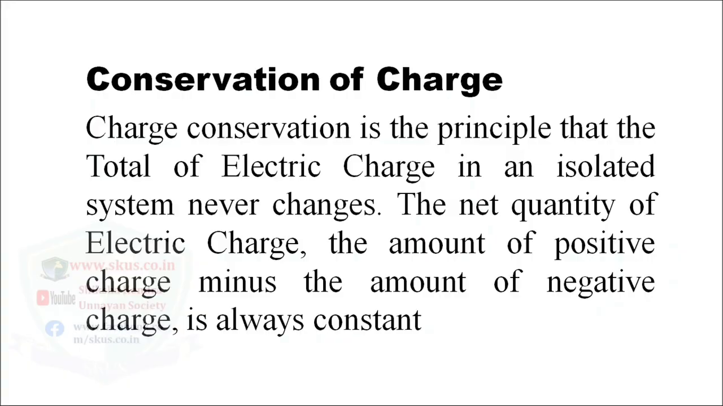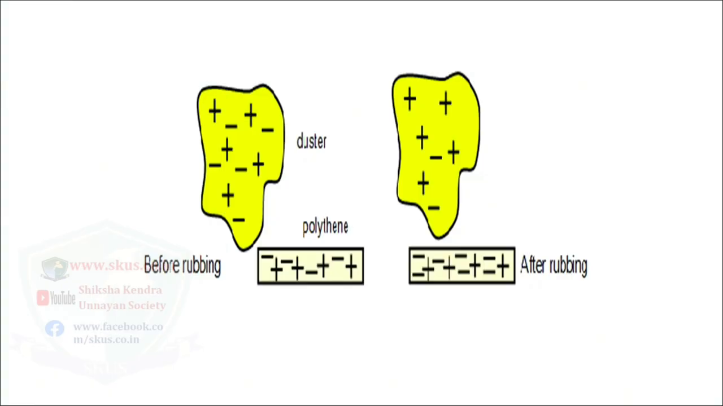Conservation of charge. Charge conservation means that the total electric charge in an isolated system never changes. The net quantity of electric charge, that is the amount of positive charge minus the amount of negative charge, is always a constant quantity. This is illustrated in this figure.